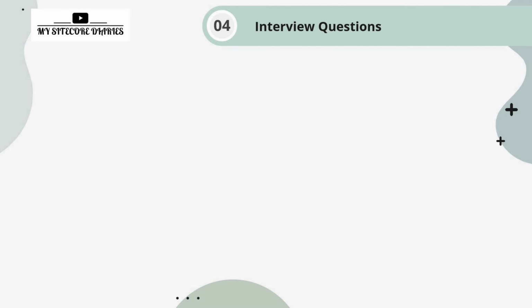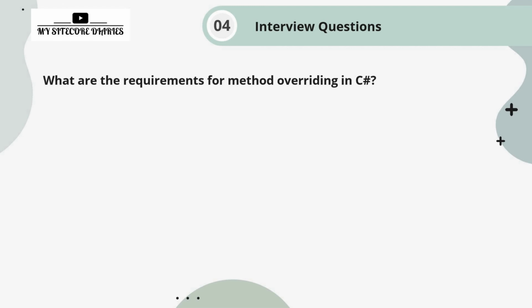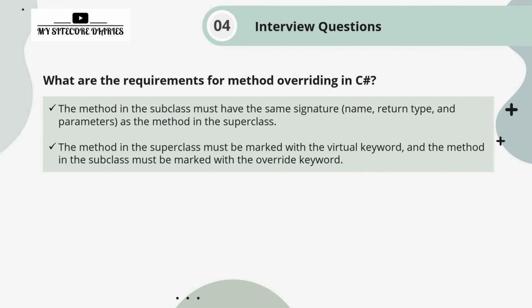Now let's see a few of the interview questions which are related to method overriding and method overloading. First, what are the requirements for method overriding in C#? If you want to do method overriding in C#, what things are required? First, the method in the subclass must have the same signature, name, return type and parameters as the method in the superclass. So we have seen method overriding, you have the same signature of the method.